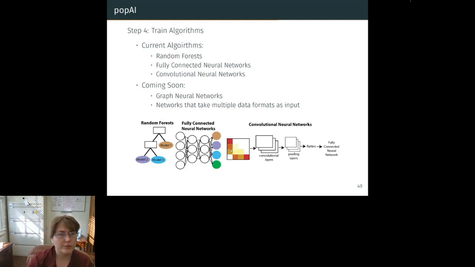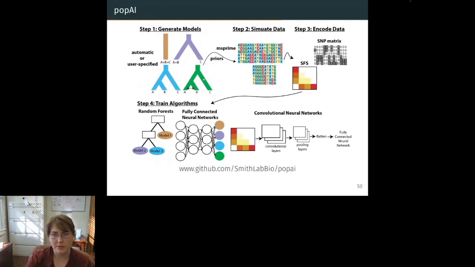Okay, so this is just an overview of the PopEye workflow. We start by generating models, we simulate data, encode data, and then train algorithms. And these algorithms are then ready to be applied to your empirical system. If you're interested in checking this out, it's available on our lab GitHub.